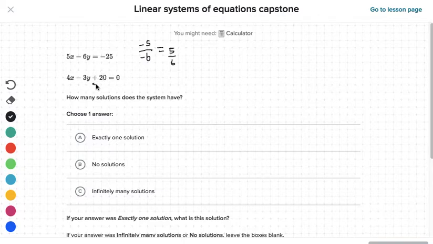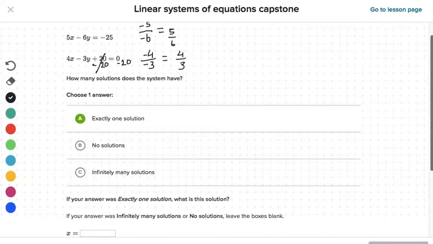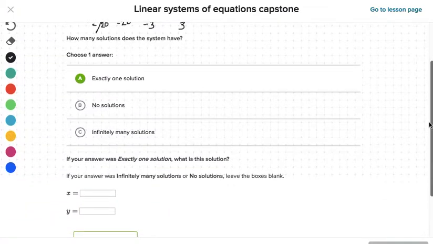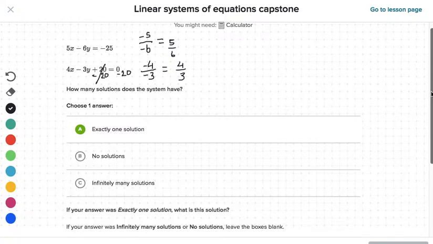Let's look at the slope here before looking at the y-intercept. Here, we need to subtract 20 from both sides to get standard form. And now we have the slope is negative 4 over negative 3, which of course is just 4/3. We can see right away these two slopes are different, so we have exactly one solution. Because we've got exactly one solution, we need to solve what that solution actually is. So let's take a look at solving what the solution is.